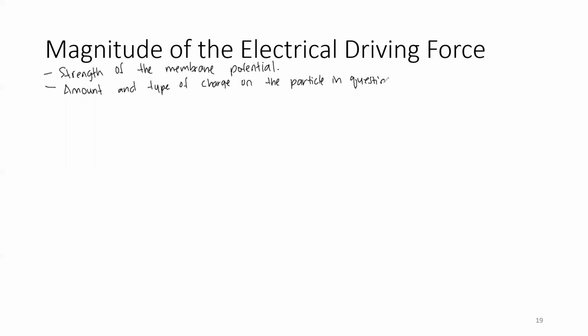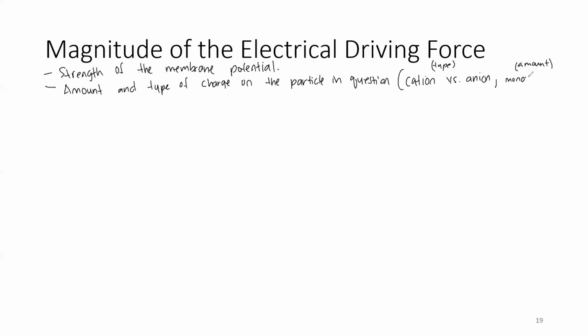Okay, for instance, is that a cation or is that an anion? It's also going to be dependent on the amount of charge, and not just the type of charge. This is the type of charge, whether it's positive or negative, but the amount of charge as well is also important. So that is whether or not the ion is divalent or monovalent.